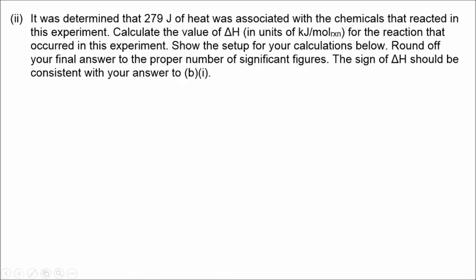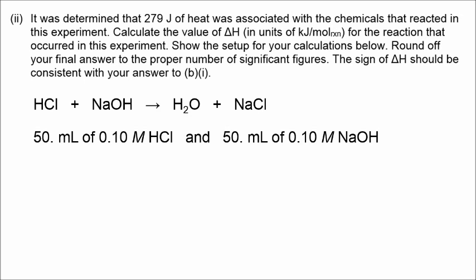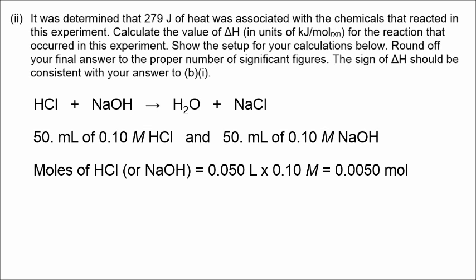In this part of the question, we are given that 279 joules of heat was associated with the chemicals that reacted in this experiment. Let's remind ourselves of the balanced chemical equation between hydrochloric acid and sodium hydroxide. We know that we have 50 milliliters of a 0.1 molar solution of each reactant. And we know that if we calculate volume times molarity, so 0.050 liters times 0.1, we get 0.0050 moles of either HCl or NaOH.